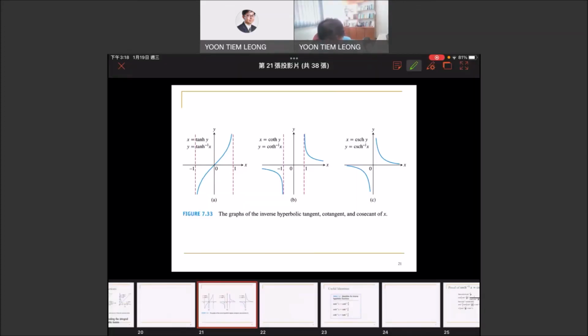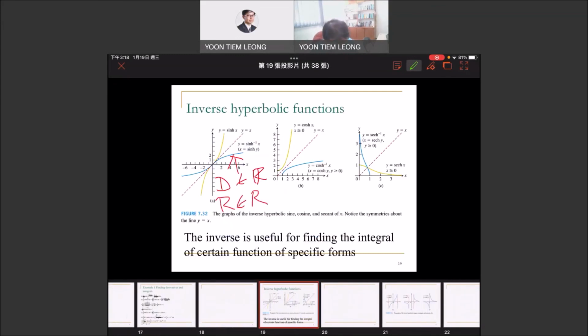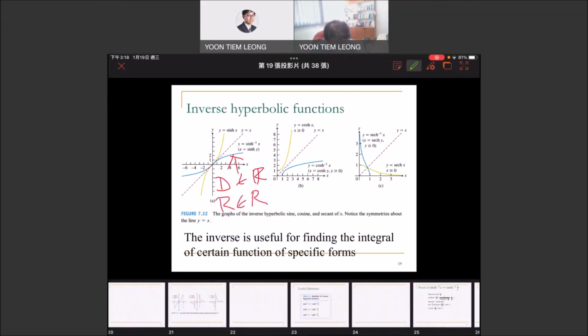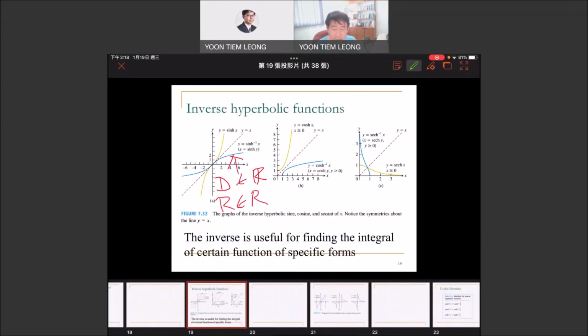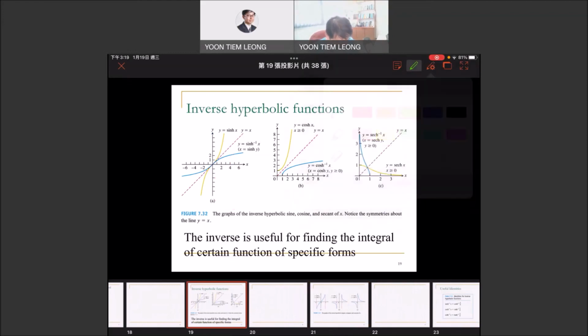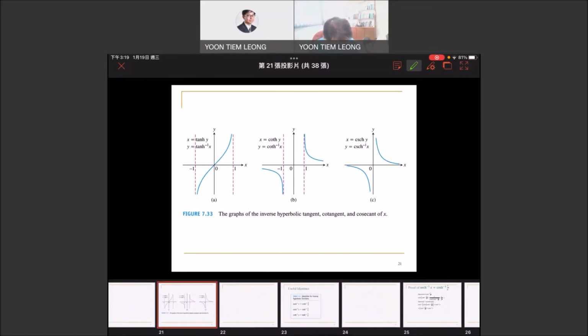What is shown on the screen here are the shapes of the 6 different inverses of hyperbolic functions. This is the one, 6 of them, and also the other 3, which is shown here. Right? So this has been shown in the Mathematica code previously, so I'm not going to repeat it here.